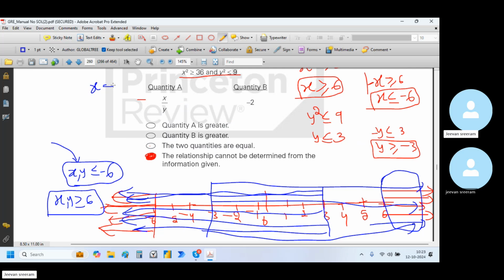When you take x is equals to 6, y is equals to 6, you will get 1, which is actually greater. In the same way, x can be taken -6, y can be again 6. In that case, you will get -1, which is also greater. Now, let's take another one, and try for a different result.